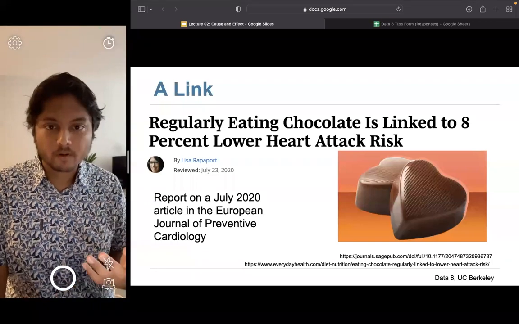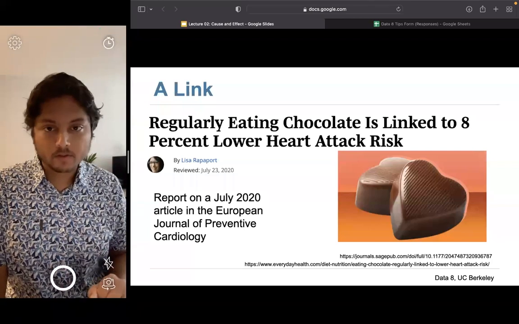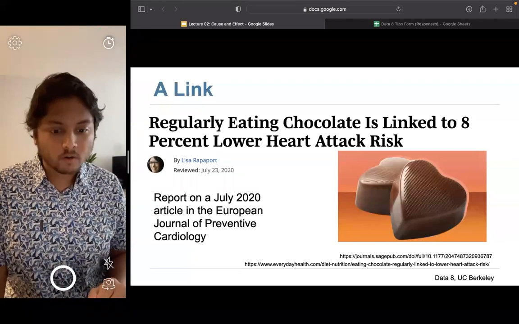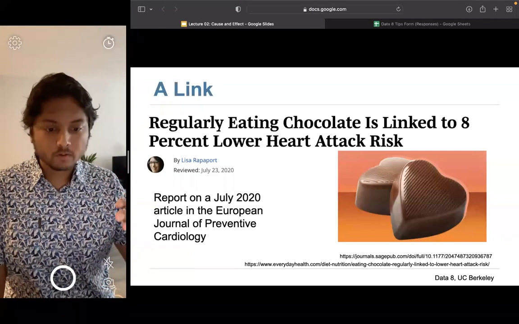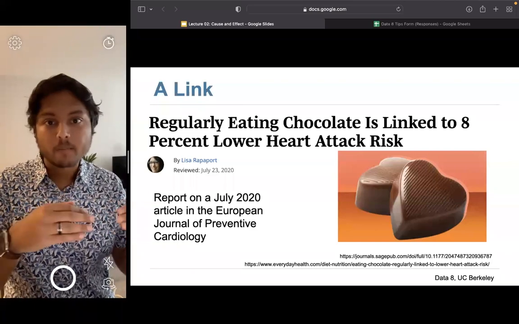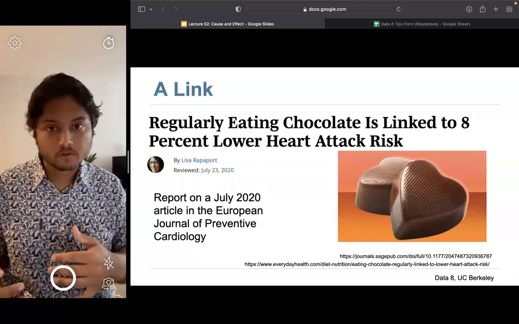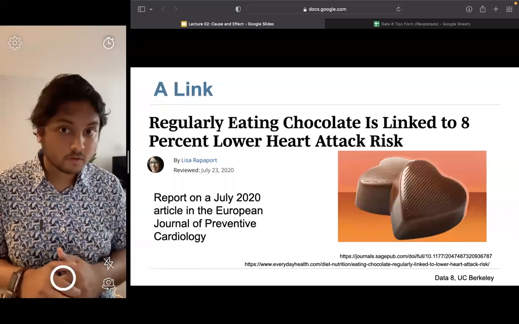All right, so try to remember the association. The data moves together. That's a really good way to explain association as well. If you look at people who eat more chocolate, their heart attack risk is 8% lower. So they're moving together. Maybe they're moving in opposite directions. That's okay. But the point is they're moving together in general when you look at individuals.